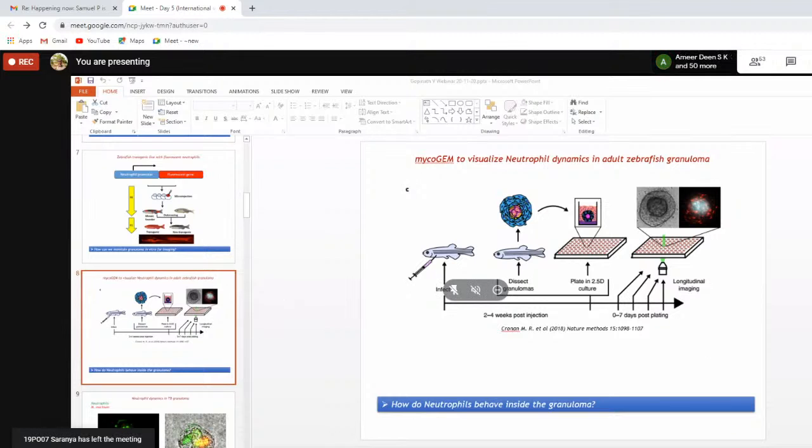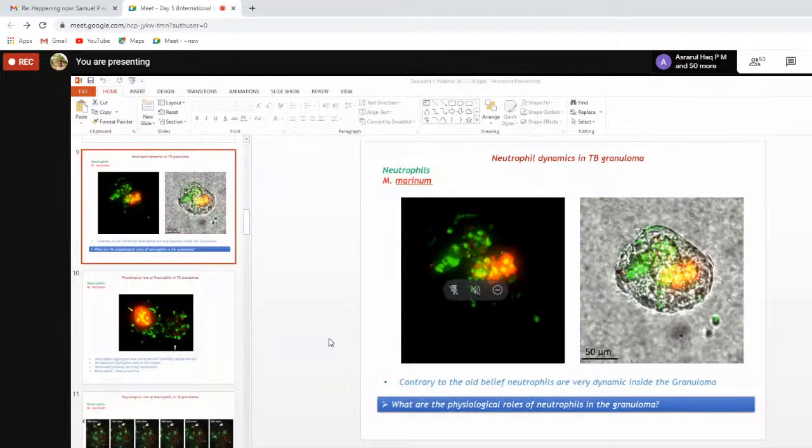So now we have the model ready. The next step is to visualize fluorescent neutrophils in this model. Next slide, sir. On the right side, you see a granuloma with neutrophils labeled green and bacteria in red. On the left side, it is the same granuloma, but I removed the bright field image to just show neutrophils and bacteria. Now sir is going to play a movie where you will see the dynamic behavior of neutrophils in the granuloma.